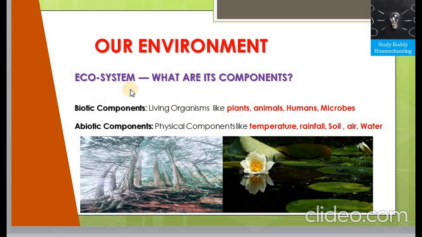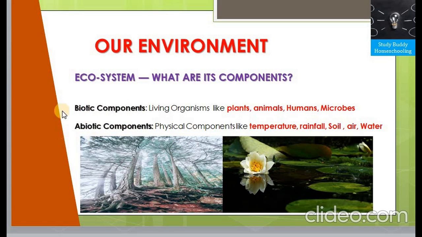This ecosystem is basically divided into biotic components and abiotic components. Biotic components refer to the living organisms like plants, animals, humans and microbes. And abiotic components refer to the physical components like temperature, rainfall, soil, air and water. You have to remember that without abiotic components, it is very difficult for the biotic components to survive. They work hand in hand.